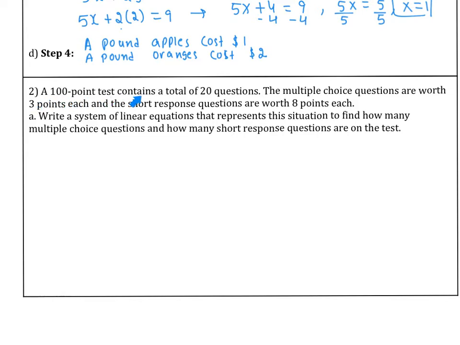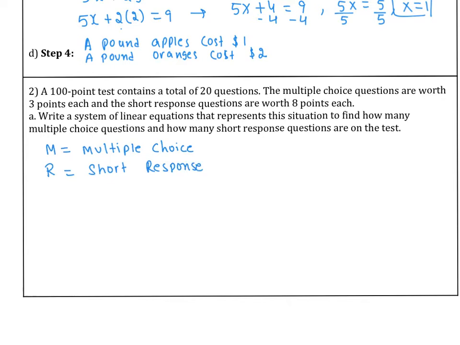A 100-point test contains a total of 20 questions. The multiple choice questions are worth 3 points each, and the short response questions are worth 8 points each. Write a system of linear equations that represent this situation to find how many multiple choice questions and how many short response questions are on the test. So let's define the variable first. M we are going to use for multiple choice questions, and we're going to use R for short response.